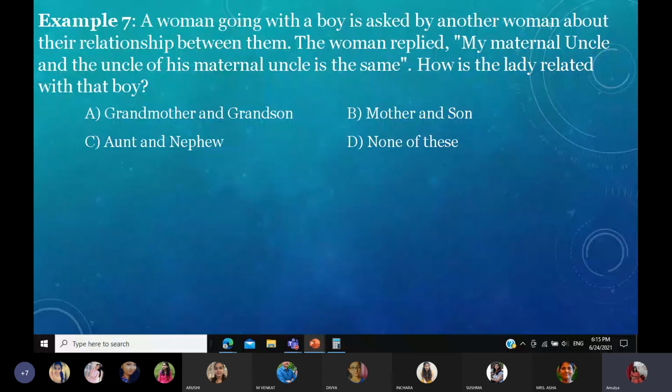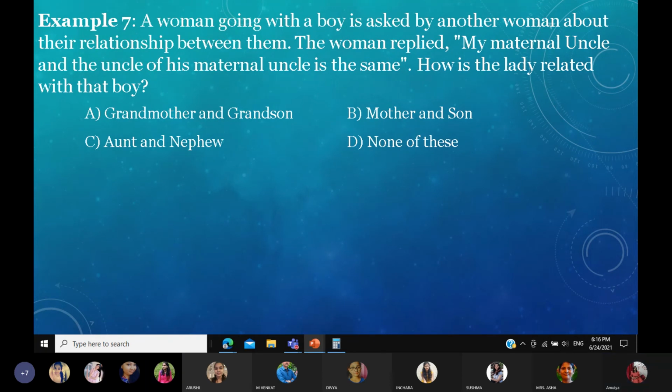A woman going with a boy is asked by another woman about the relation between them. The woman replied, "My maternal uncle and the uncle of his maternal uncle is the same." How is the lady related to the boy? Grandmother and grandson, mother and son, aunt and nephew, or none of these. Where a woman and boy are going out, somebody asked the woman how she is related, and she replied, "My maternal uncle and the uncle of his maternal uncle is the same." Does anybody know?